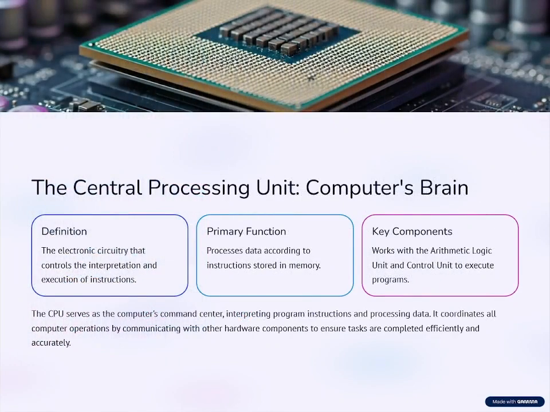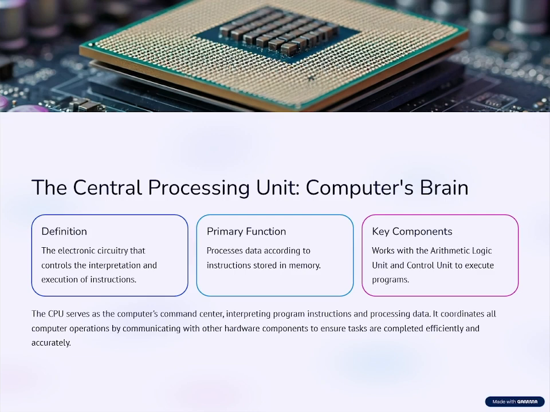Now, the central processing unit is the computer brain, just the same way we have said. Some people will ask, what is a computer central processing unit, the CPU? The CPU is the electronic circuitry that controls the interpretation and execution of instructions. Its primary function is that it processes the data according to the instructions that the user has given, or the instructions that have been stored in memory.